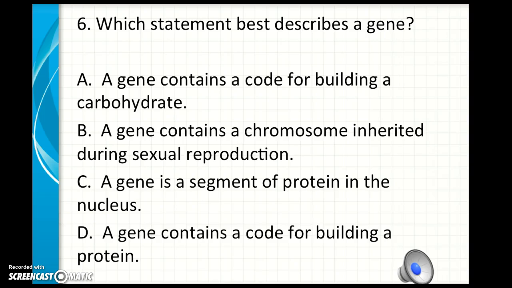Question 6. Which statement best describes a gene? A. A gene contains a code for building a carbohydrate. B. A gene contains a chromosome inherited during sexual reproduction. C. A gene is a segment of protein in the nucleus. D. A gene contains a code for building a protein.